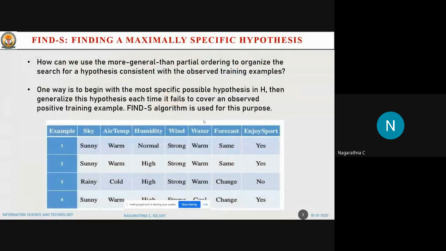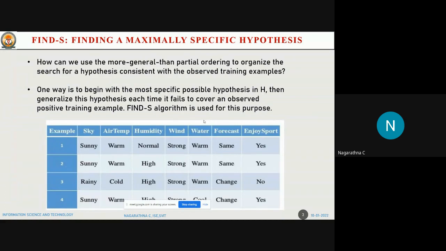So here what we do is, how can we generalize the partial ordering of your data sets. So whenever the data set is given, we will observe the training examples and we will consider only the positive instances. In Find-S algorithm we cannot classify the negative instances. So what we do here is, first we will initialize the hypothesis to most specific, and then we will try to generalize for each instance, from the most specific hypothesis, so that all positive data sets can be classified.